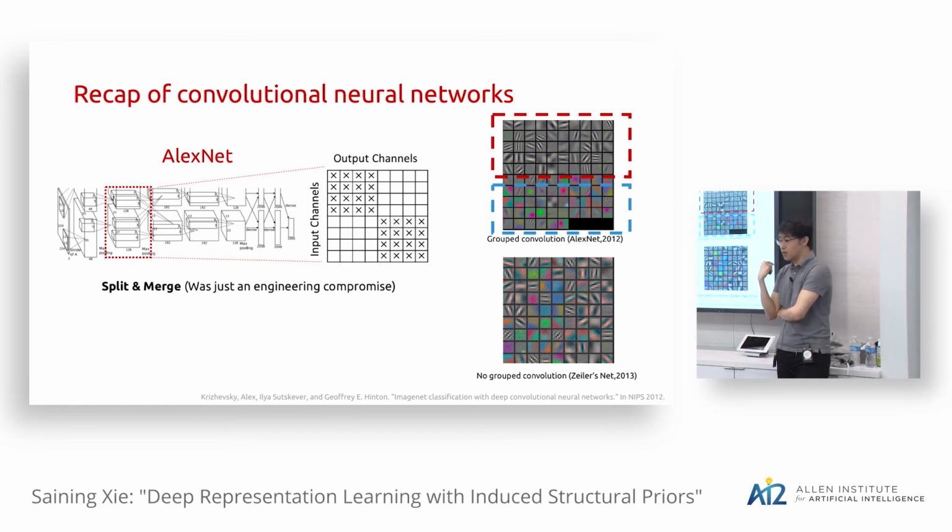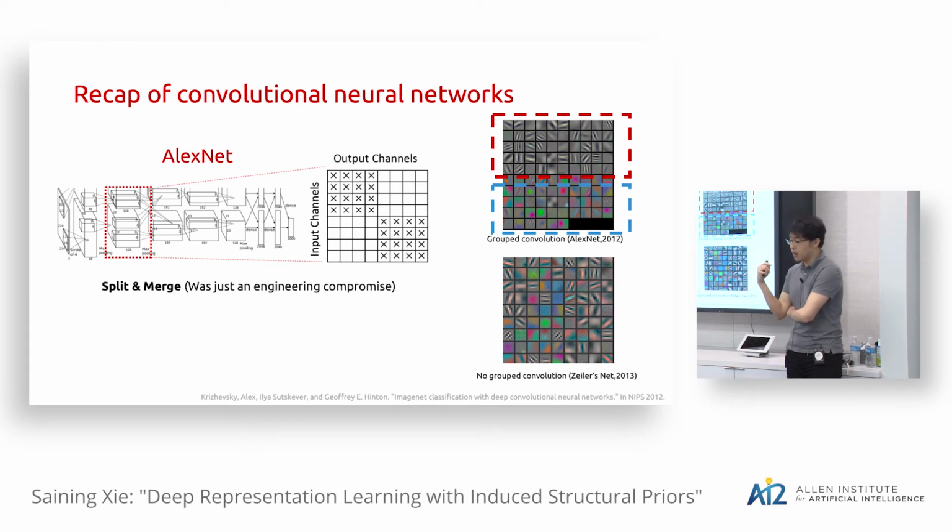Although this was purely an engineering compromise back then, because Alex could not fit the whole network into just one GPU, so he had to split the network across two GPUs and train the whole system, it accidentally confirms Yann's hypothesis.